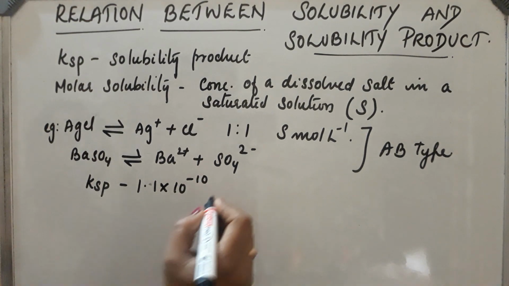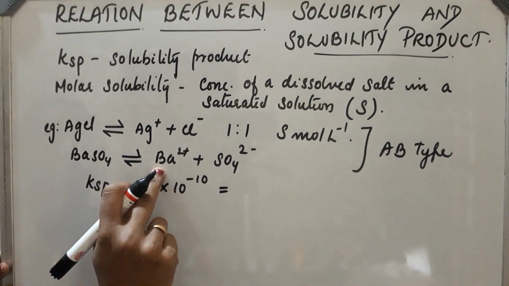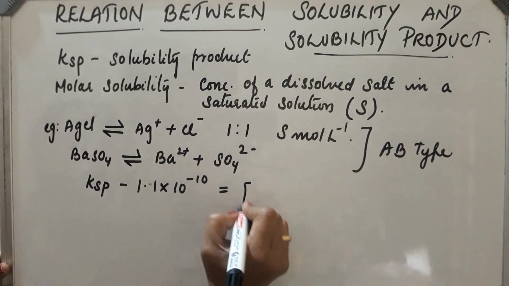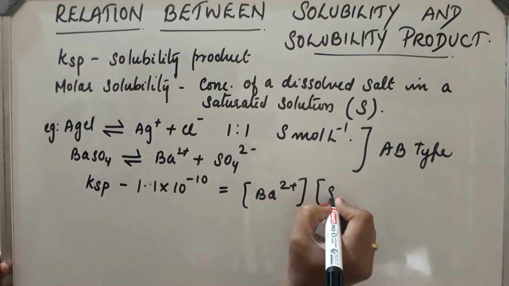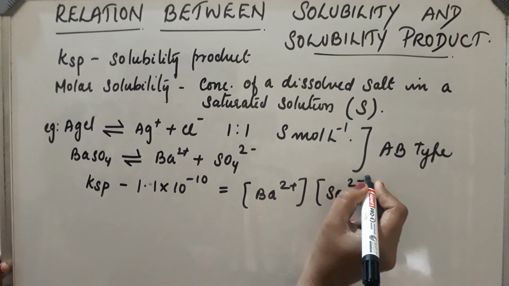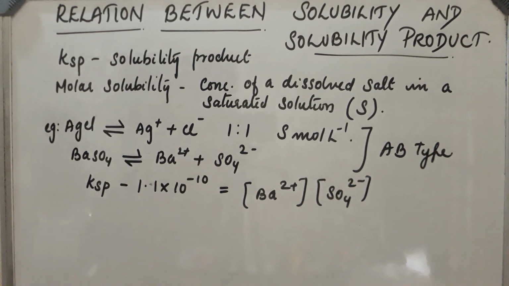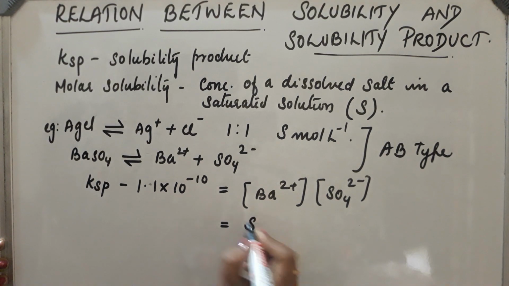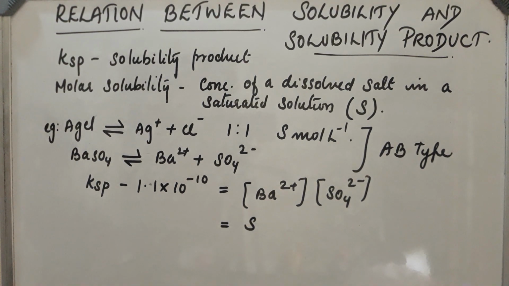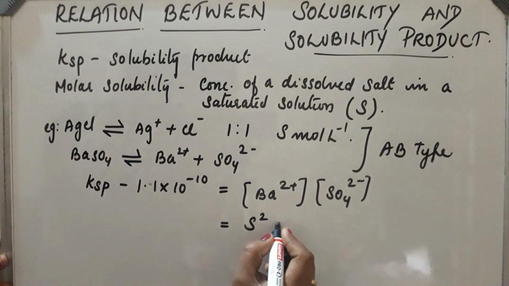Now the concentration of Ba2 plus and SO4 2 minus ions will be equal to the molar solubility of BaSO4. So each ion can be represented as S. So S into S, so S square.